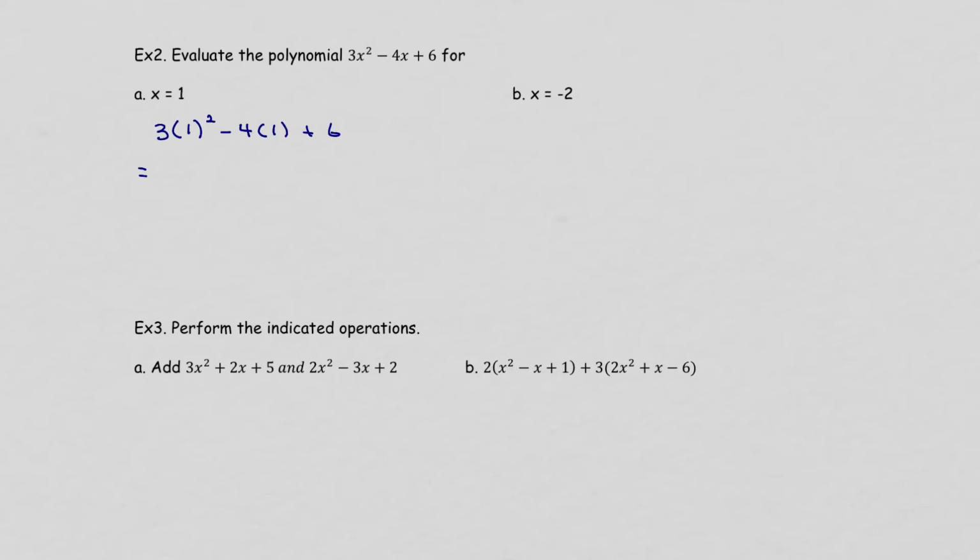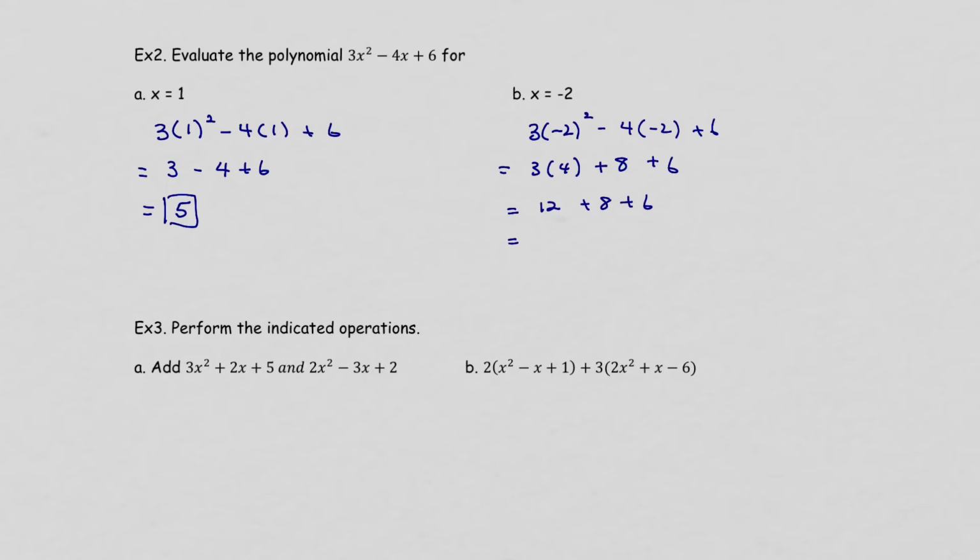So first, do the exponent. 1 squared is 1, times 3 is 3, minus 4 plus 6. This gives you 5. If it's a positive number, it's not really bad. But if it's negative, you need to be careful with that negative sign. When you square a negative number, it becomes positive. Negative 4 times negative 2, make sure that becomes positive 8. And when you multiply, that's what you're left with. Then when you add them up, 12 plus 8 is 20, plus 6 is 26. So this is what evaluate means.